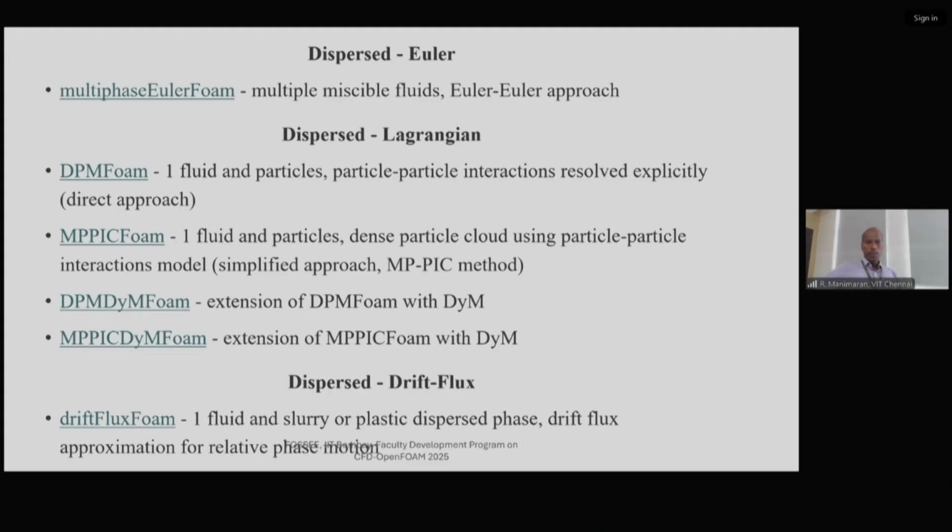Then we have DPMDyMFoam, that is a dynamic mesh application. Then MPPICDyMFoam, for both of them, a dynamic mesh application. Then under dispersed and drift, like the slurry model, everything we have, like plastic dispersed phase, heavily dispersed phase, we have driftFluxFoam. This is especially for applications like muddy flow or plastic flow.